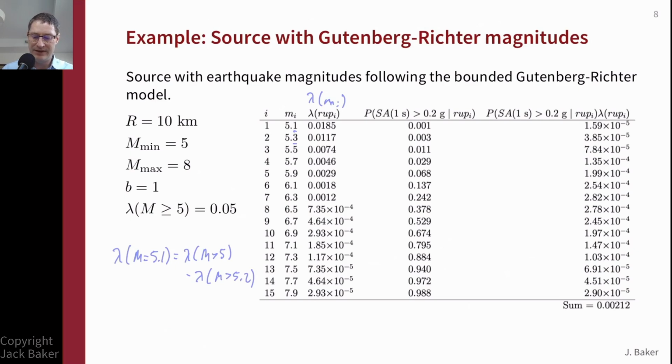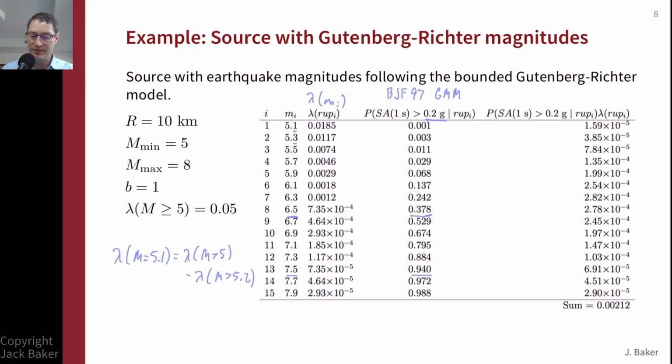In the next column over, we've got probabilities of exceedance of 0.2g. So pick that same threshold just for illustration, given a rupture. And we're computing this again using that Boore, Joyner, Fumal 1997 model. And we can even see some familiar numbers, right? This is evaluated for the same magnitudes in the table rows here. So for magnitude 6.5, we had a probability of exceedance of 0.378. And for 7.5, we had 0.94, right? So those are the numbers from earlier in the video. We just evaluated the same thing for a bunch of other magnitudes as well.